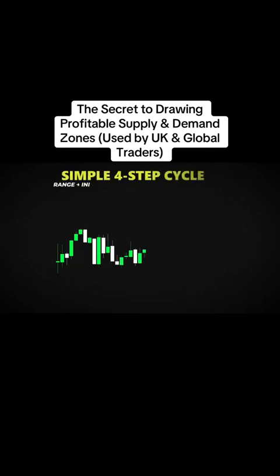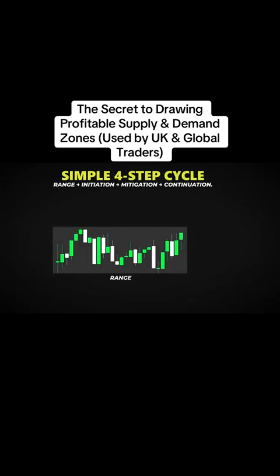First, on this chart, you'll notice the price moving sideways. This is called the range. During this time, there's not much movement. The price is just bouncing between support and resistance. But behind the scenes, big traders are quietly setting up their buy positions without moving the price. Then comes the initiation. The price suddenly shoots up with a strong bullish candle, showing us that buyers have entered the market with real power.